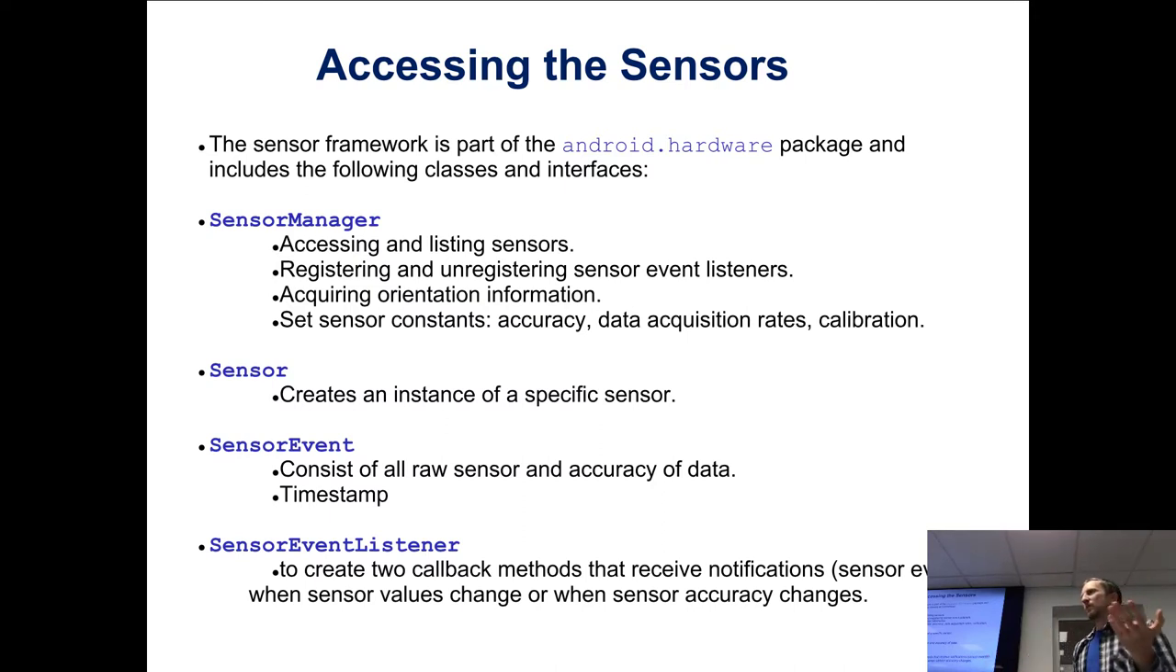What if it's not a number? Well, it happens that it's always a number. If it's a Boolean, like a proximity sensor, you just have zero or one, right? So they didn't use a very complex event mechanism. They just used the timestamp plus an array of floats, right?